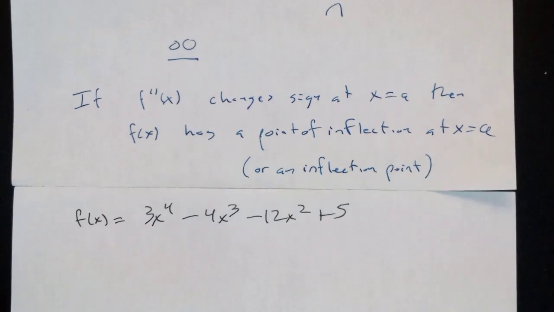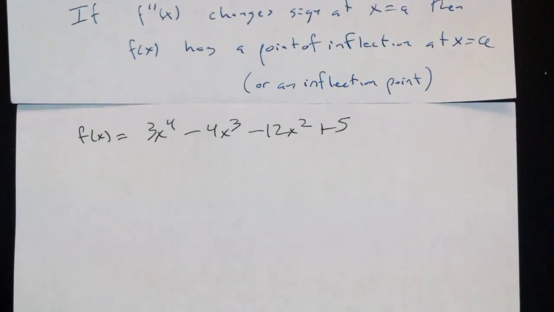Here's a function we already looked at. We did the maximums and minimums. We did the extremes. We figured out what was going on. We said this looked like a W. It went down, up, down, up. We had a minimum, local maximum, absolute minimum. So now I can ask, which way is it curving through all of those things?